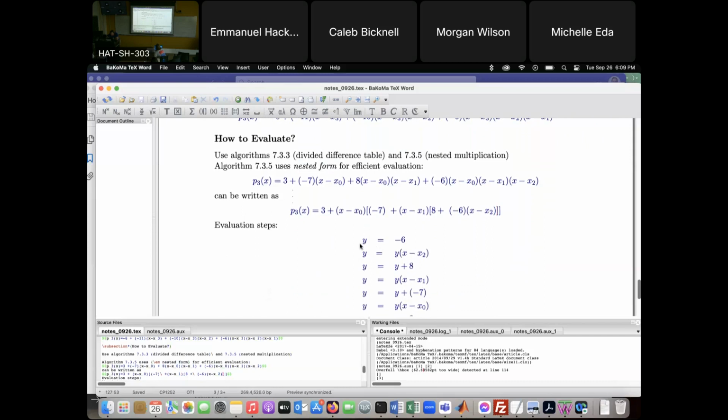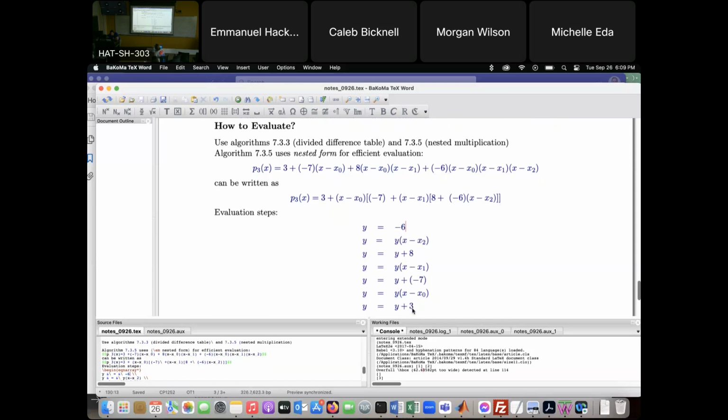So you start with y equal to your highest degree coefficient, multiply by x minus the interpolation point, x minus x2. Add on the next coefficient, multiplied by another linear factor. Add on the next coefficient, multiplied by another linear factor. So you see that the divided differences are added on to y in reverse order to how they were listed here.